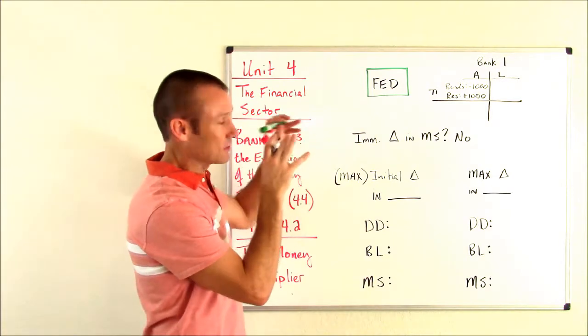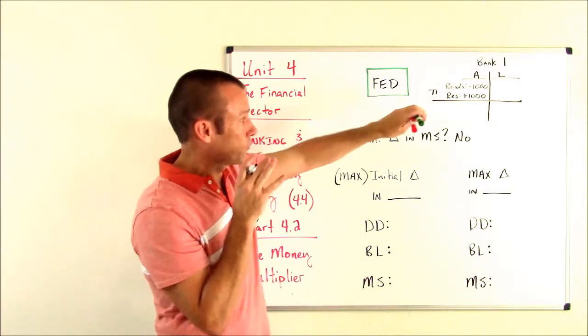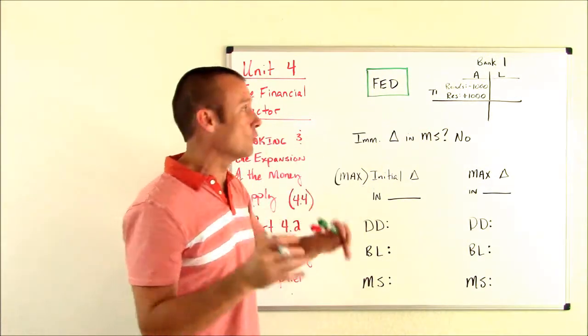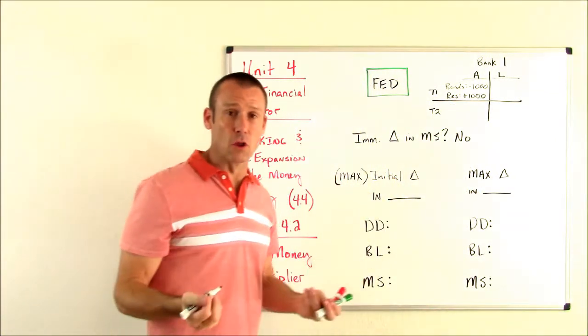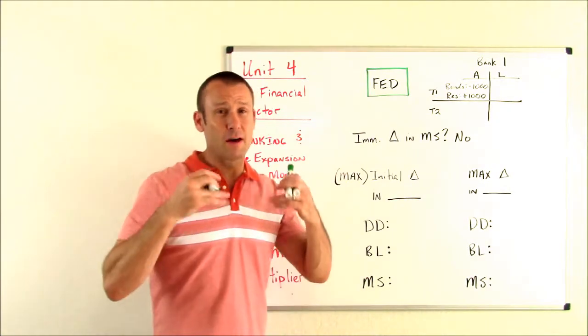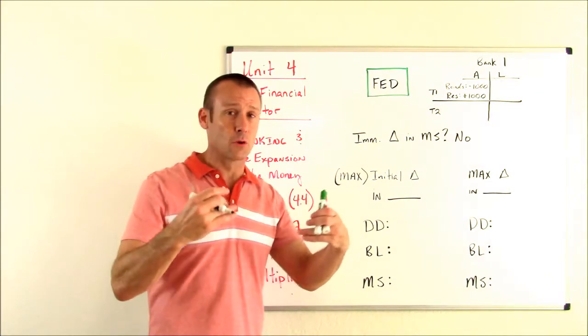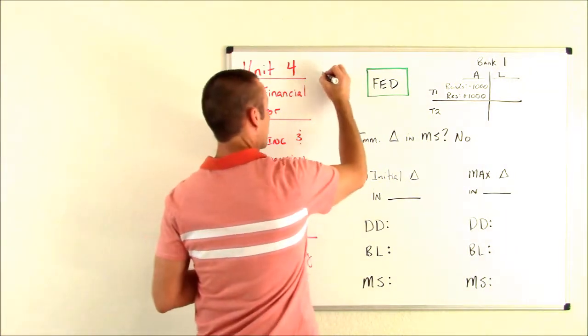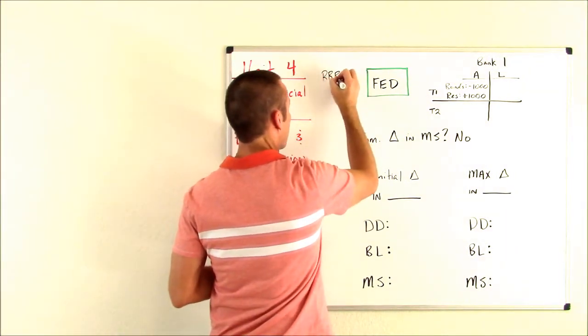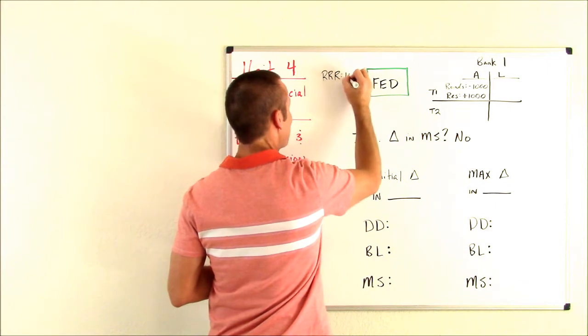All right. Let's get into this. To answer these questions, we do want to do T2 also. T2, what's going to happen in T2? It's going to be a loan. How much? Well, I'm going to have the loan be the maximum amount the loan can be. What is the maximum amount the loan can be? Again, I'm going to say the required reserve ratio is 10%.